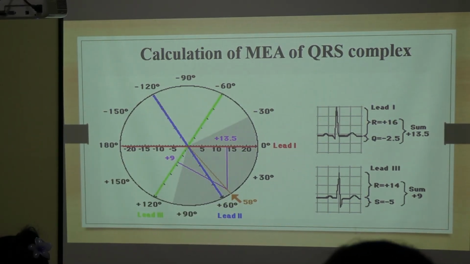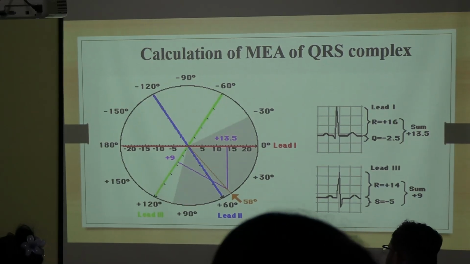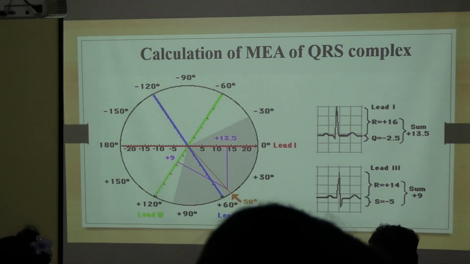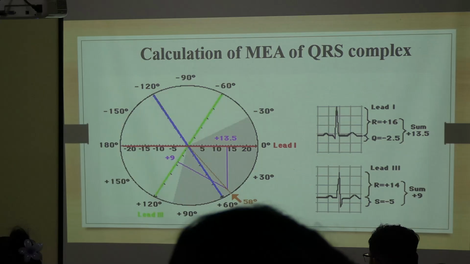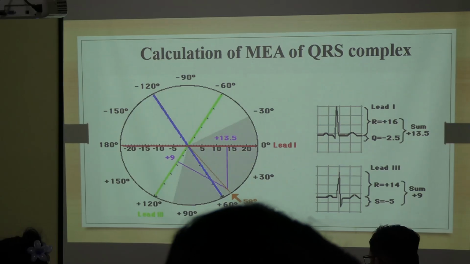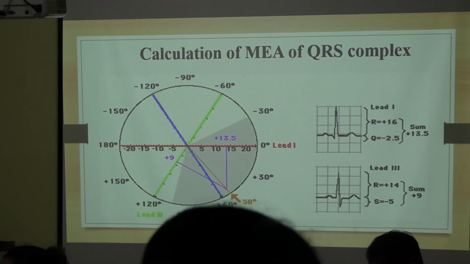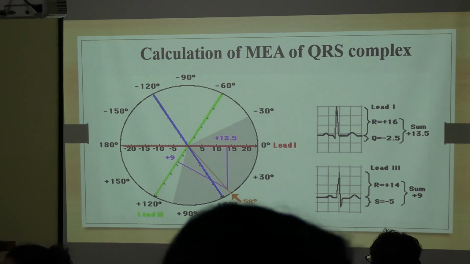You can take any lead, not only 1 and 3. You can take 2 and 3 also. You can take 1 and aVF also. You can take any 2 leads. Then you just have to draw according to the vector, on whichever line it is. For that you need graph paper. You have to draw on graph paper. After you find this one, then draw a straight line.